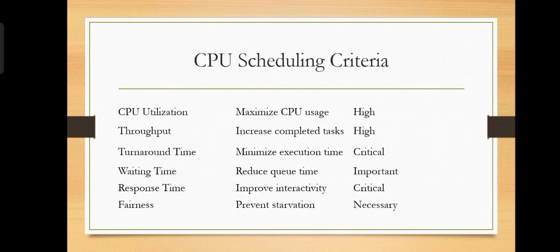And next is CPU scheduling criteria. CPU scheduling criteria are denoted by CPU utilization, throughput, turnaround time, waiting time, response time, and fairness. Here the utilization means maximum CPU usage, which is high, and throughput is increased completed tasks, which is also high. Turnaround time minimizes the execution time, it is critical. Waiting time reduces the queue time, it is very important. Response time improves the interactivity, which is critical. Fairness prevents starvation among processes, and it is necessary.